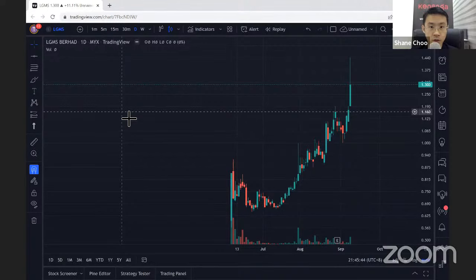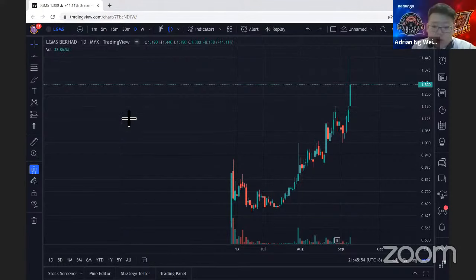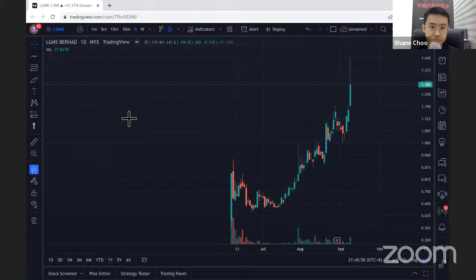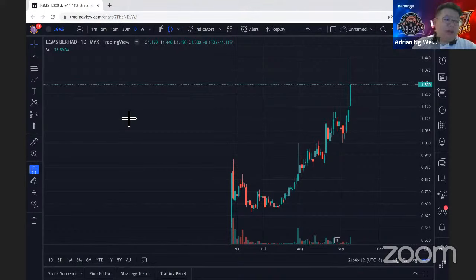The next question is, can we use R vol more than 3 or 5 on a lower time frame to detect potential volume spikes? This question is asked by Faisal Ibrahim. Can we use R vol? I think vol stands for volume. R vol more than 3 or 5 on a lower time frame to detect potential volume spikes. I believe it is one of the indicators.